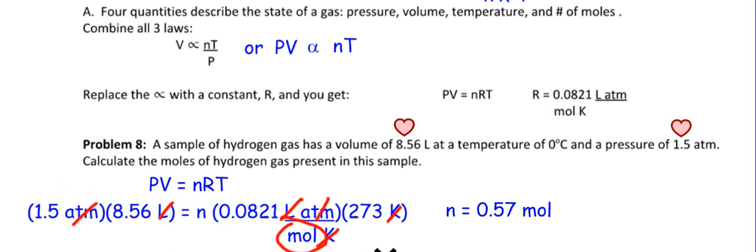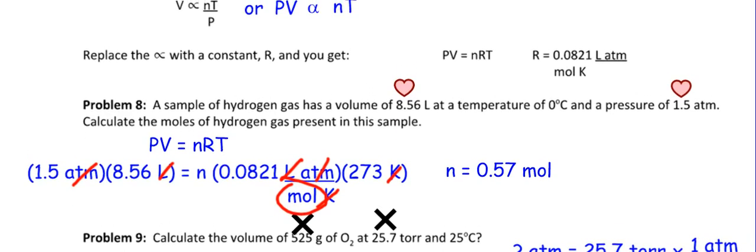So let's take a look at problem number 9, okay? Calculate the volume of 525 grams of oxygen at 25.7 torr and 25 degrees Celsius. You have some problems. Notice I put little X's over there. What does that mean? The units are not the PV=nRT units. I got grams, I need moles. I got torrs, I need atmospheres.